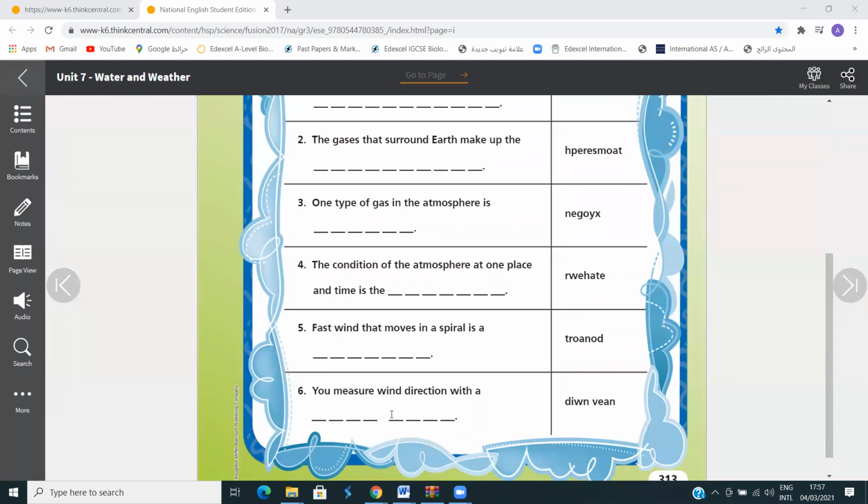Number 6, please, Muaz Ahmed Shaban. You measure wind direction with a wind vane. Okay, this is a wind vane. So today we studied wind vane, rain gauge, and thermometer. All of them are tools to measure different conditions, to measure the weather.